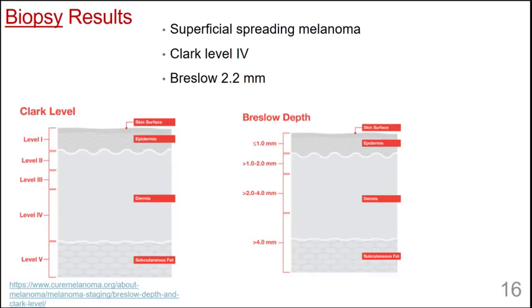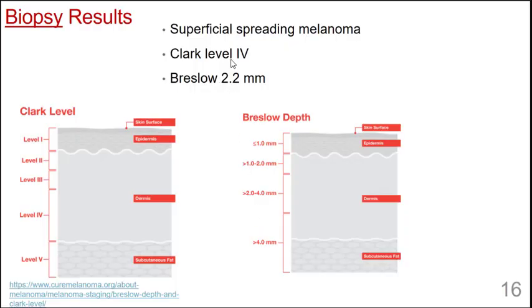So in this case, a biopsy was done of the lesion, and he was diagnosed with superficial spreading melanoma. This is the most common type of melanoma. It is a skin cancer that grows horizontally across the top layer of skin before moving into the deeper layers. That's why it's called superficial spreading. Of all melanomas, superficial spreading melanoma would be about 70% of these cases.